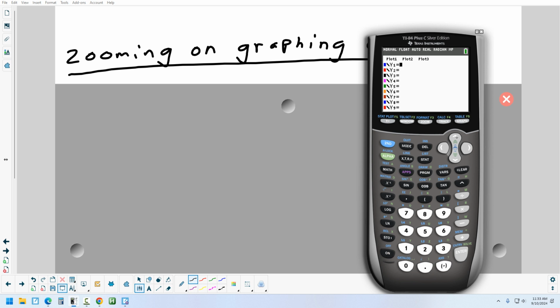So what I want to do now is I want to type in x squared plus 10. So the first thing is how you get the x. The x is below the mode button, and it's to the right of the green button that says alpha. There's an x, comma t, comma theta. If you press that, you'll get an x.